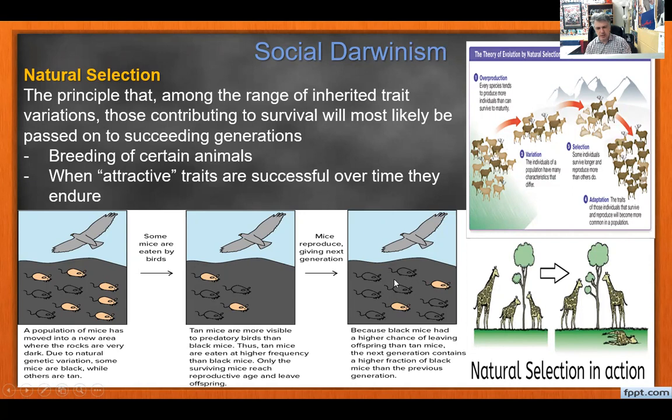The mice that go into the background there, it's harder for the hawk to see. You're more likely to survive. You're going to pass your DNA on. So again, we're going to take a certain DNA and move it forward.